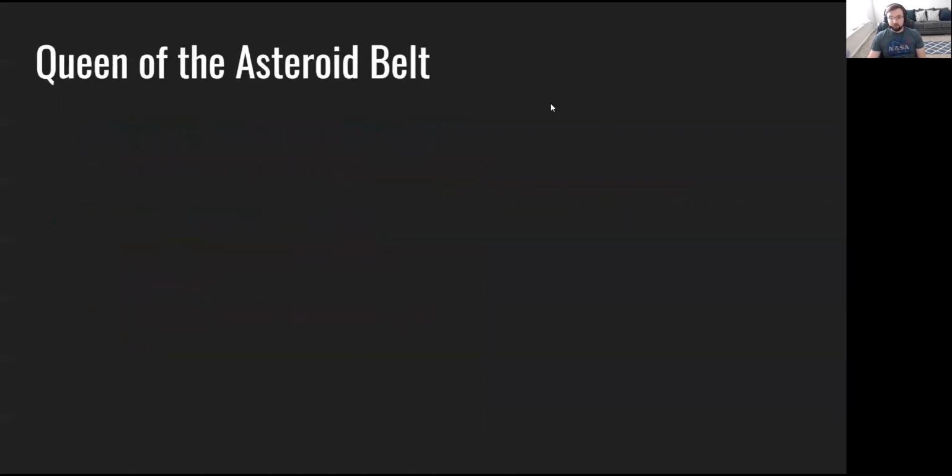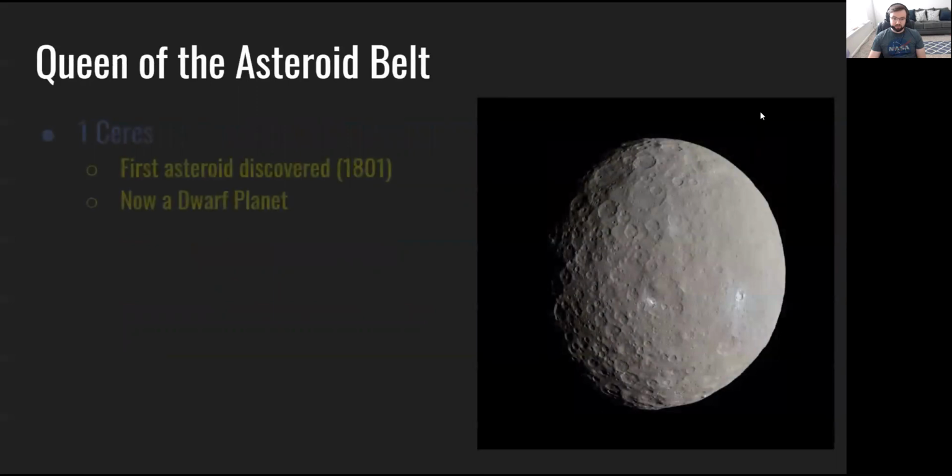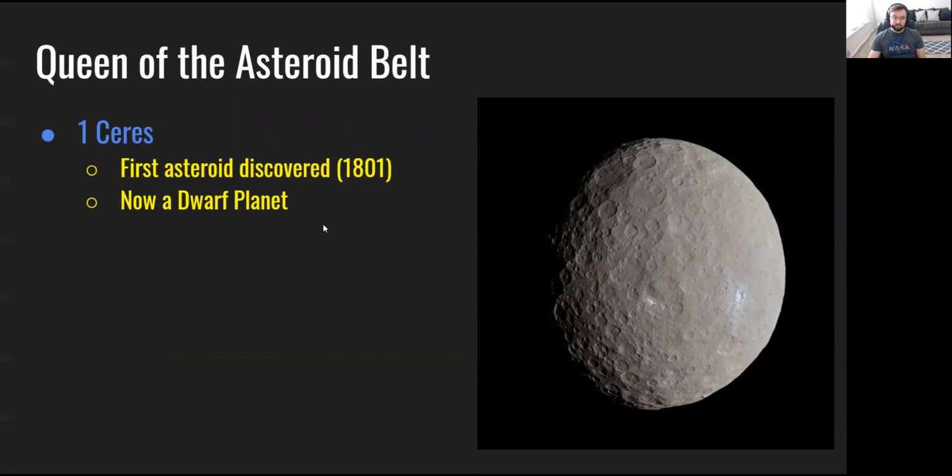But the largest asteroid does live in the asteroid belt, and that would be the queen of the asteroid belt, named Ceres. Ceres, being the largest asteroid, was the very first one we found. And it's now considered a dwarf planet. Looking at it, it looks like maybe Mercury.